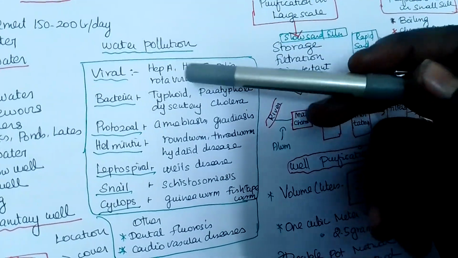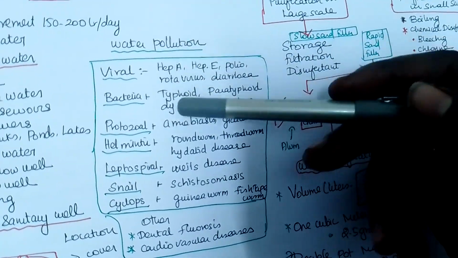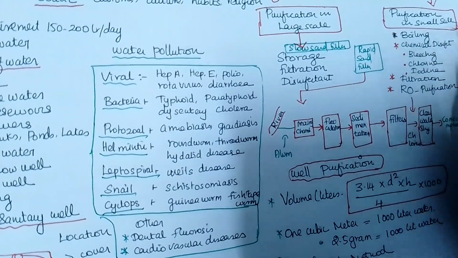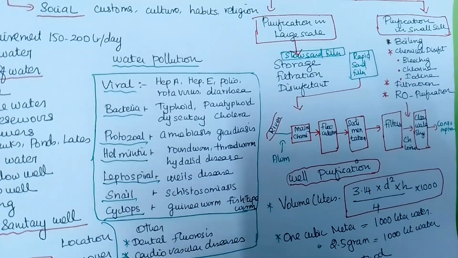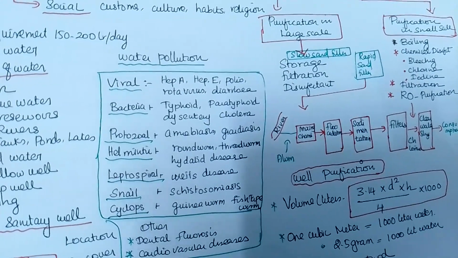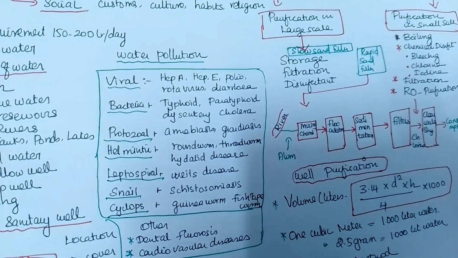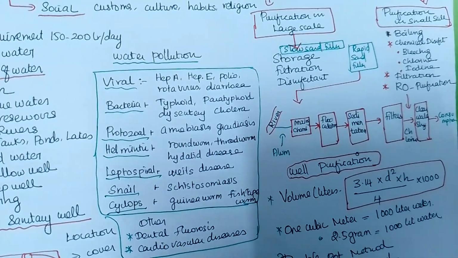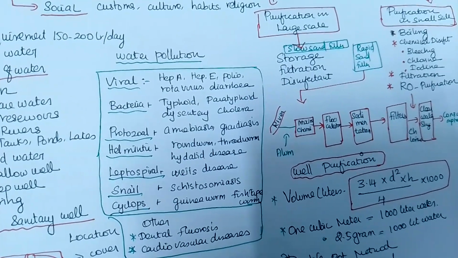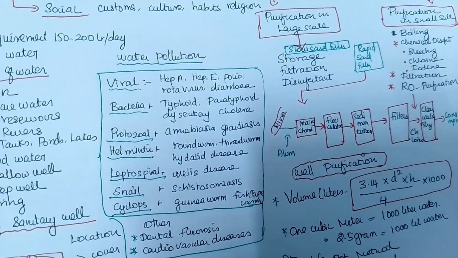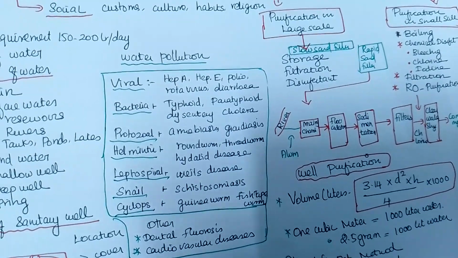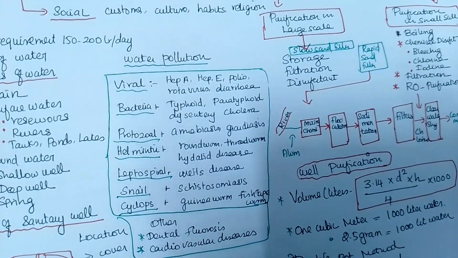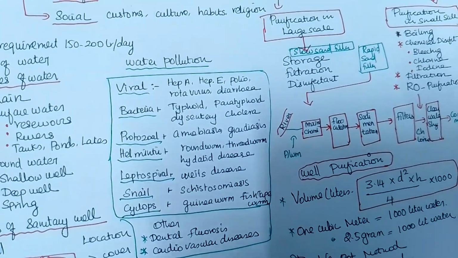But if you divide waterborne diseases under various headings, you can divide them into viral, bacterial, protozoal, helminthic, leptospiral, snail, and cyclops. Viral means hepatitis A, hepatitis E, polio, rotavirus, diarrhea. Bacteria means typhoid, paratyphoid, dysentery, cholera. Protozoal is amoebiasis, giardiasis. Helminthic means roundworm, threadworm, hydatid diseases. Leptospiral is Weil's disease. Snail is called schistosomiasis. Cyclops is called guinea worm, fish tapeworm diseases.